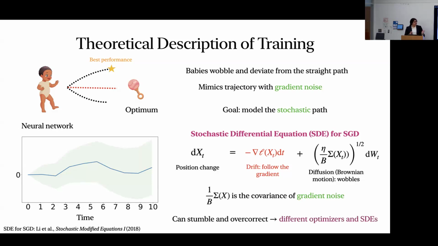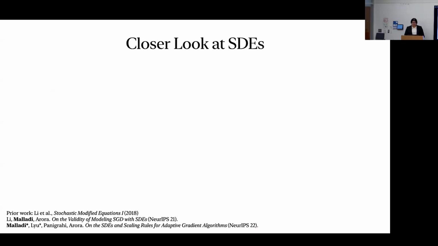So I also want to note that babies can kind of stumble and overcorrect in different ways. And this corresponds to how we have many different optimizers for machine learning. And each optimizer actually can possibly yield a different SDE. So a lot of my work has developed SDEs for different optimizers. Today, I'm going to focus on SGD because it's the most simple.